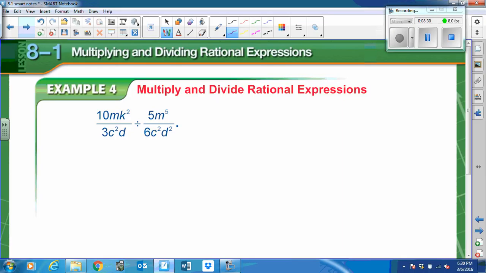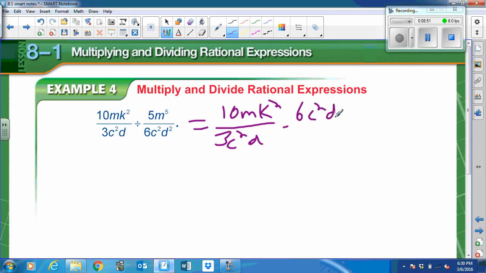So 10mk squared over 3c squared d divided by 5m to the 5th over 6c squared d squared. First thing we need to do is copy dot flop. So we get 10mk squared over 3c squared d times 6c squared d squared over 5m to the 5th.